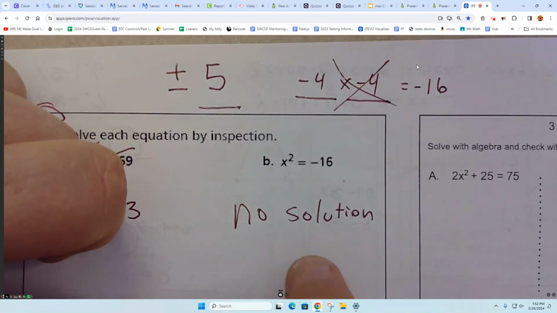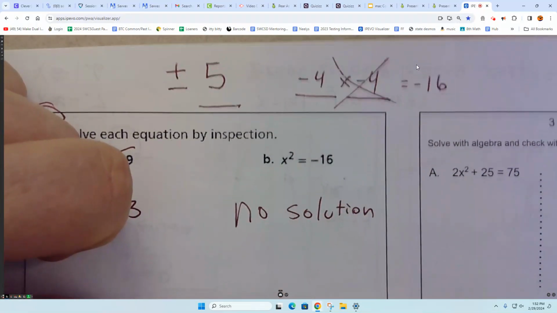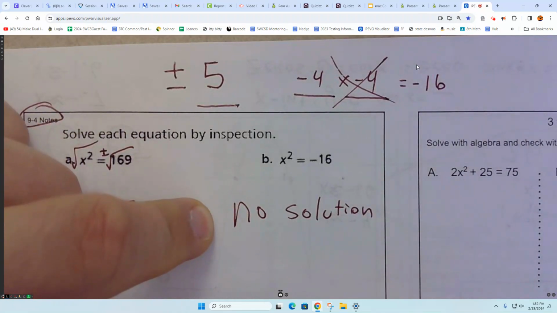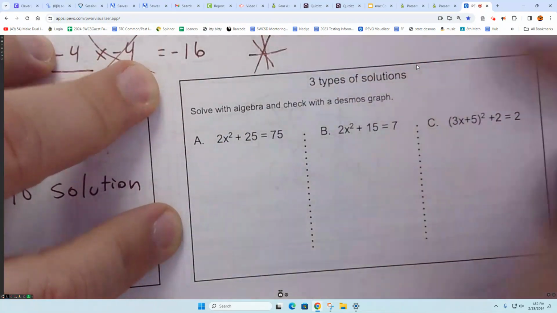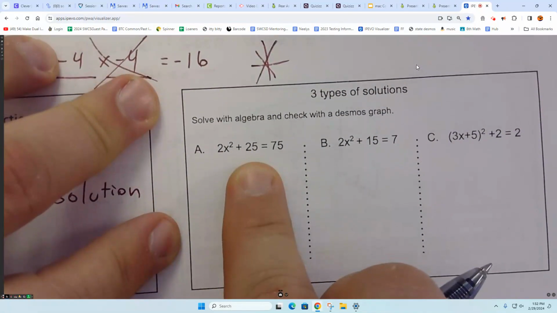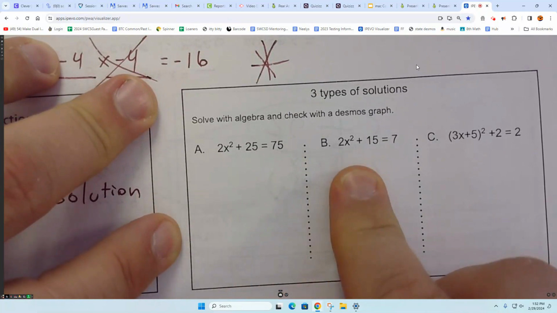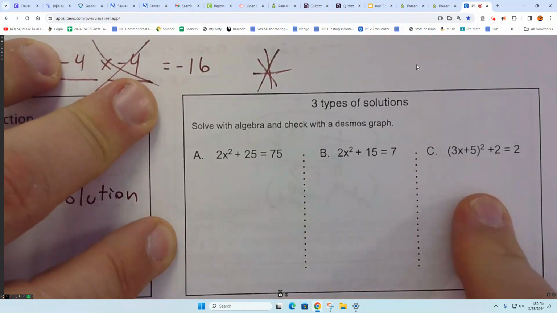In Algebra 2, you're going to learn how we deal with that in mathematics. We call them imaginary numbers. Here's a big star I want to put on this. How many variables are in this first question? How about the second one? How about the third one?